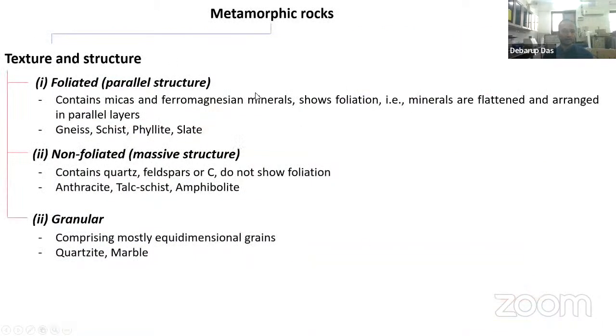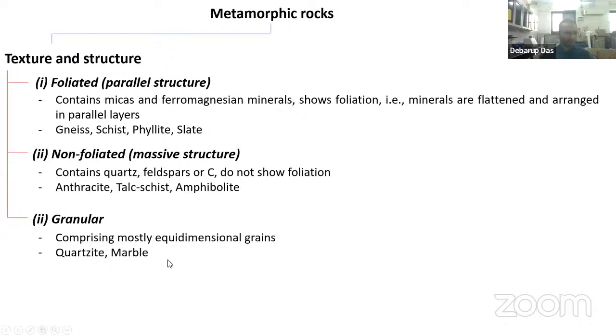Metamorphic rocks, based on texture and structure, are of three types. Foliated: parallel structure, contains micas and other minerals, shows foliation, minerals are arranged in parallel layers, for example gneiss, schist, phyllite, slate. Non-foliated: massive structure, no lamination or parallel structure is shown, for example anthracite, talc schist, amphibolite.